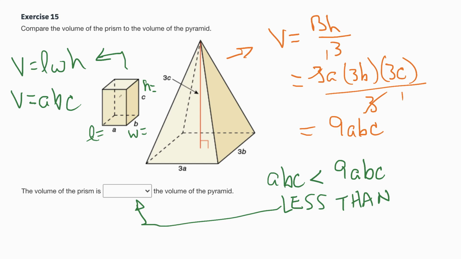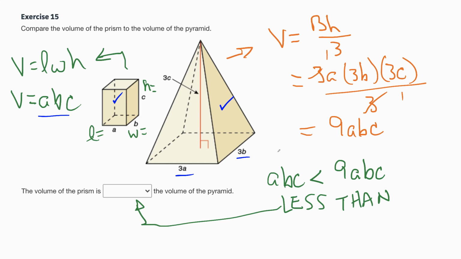All right, so we can find the volume of the prism. I know my length, my width, my height. So there's the volume of that one. I can find the volume of the pyramid. Here's my base. I can find the area of that base. It's 3a times 3b. The height of my pyramid is 3c. One of these threes cancels. So I do the math, and this is 9 times a times b times c. So the volume of this pyramid is 9 times more than that.